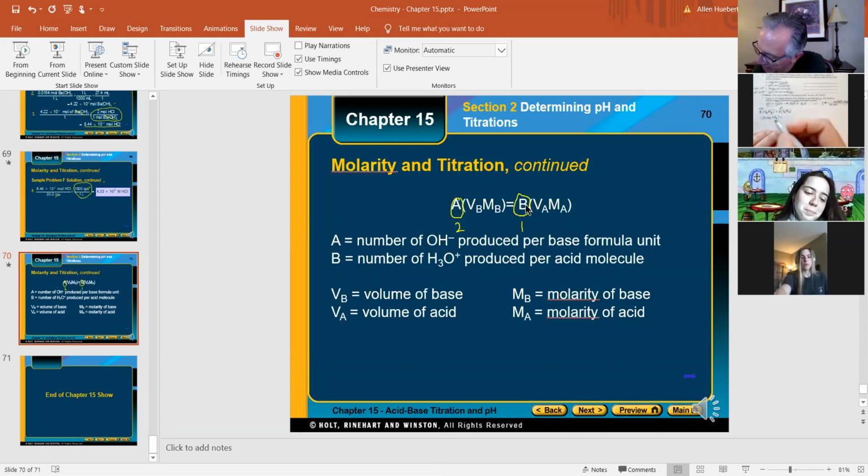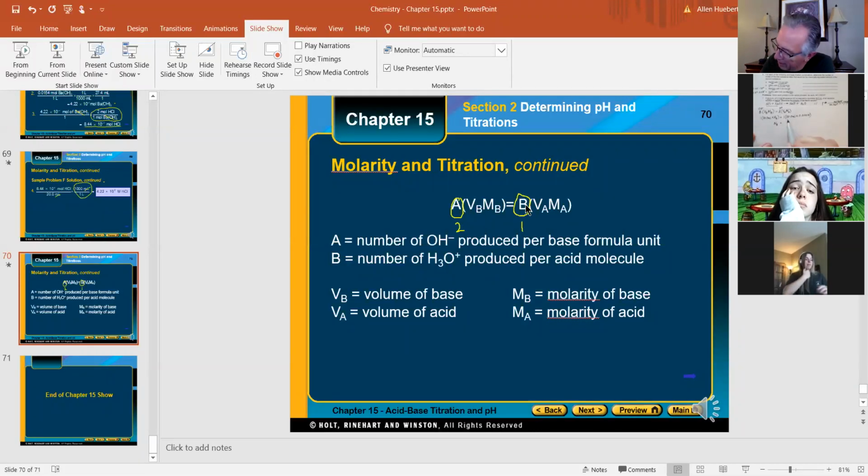How many hydrogen ions are there per acid? 1, right? What's the volume of the acid? 20.0 milliliters. What's the molarity of the acid? It's 0.0100 molar. Okay, so let's solve for MB.